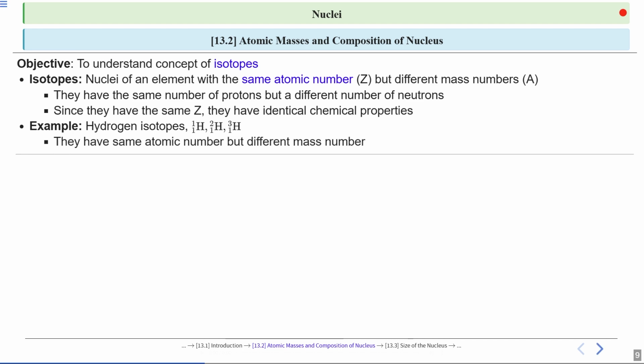To sum up, all hydrogen isotopes have the same atomic number, which means they are all hydrogen, but their mass numbers are different because of their varying number of neutrons.